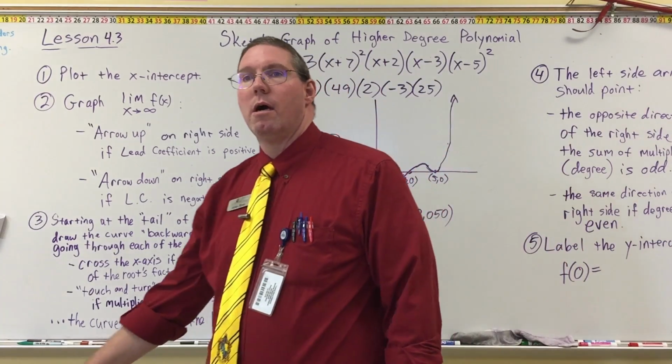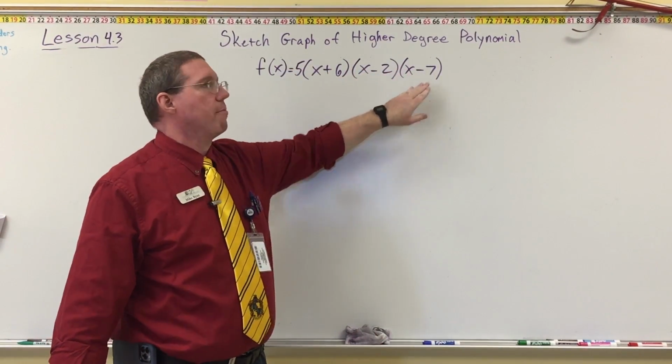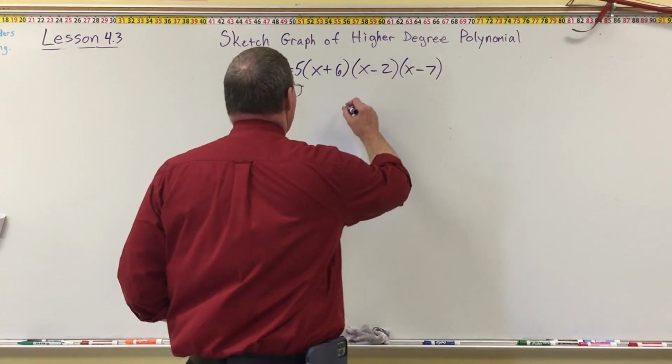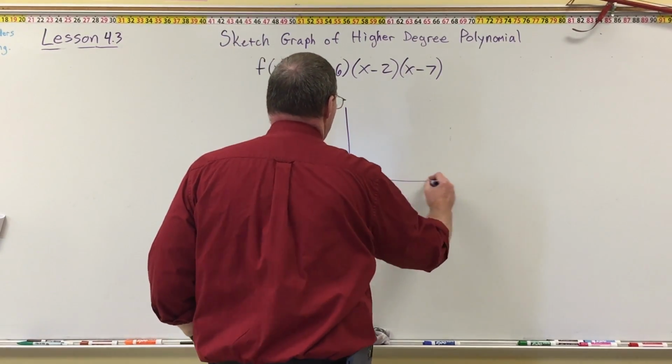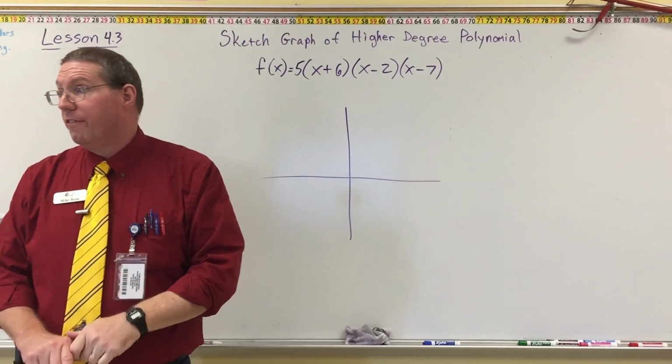All right, so 5 times x plus 6 times x minus 2 times x minus 7. All you have to do is draw a plus, a big plus on your page. That's your coordinate plane, and sketch. Go. I'll give you a couple minutes.